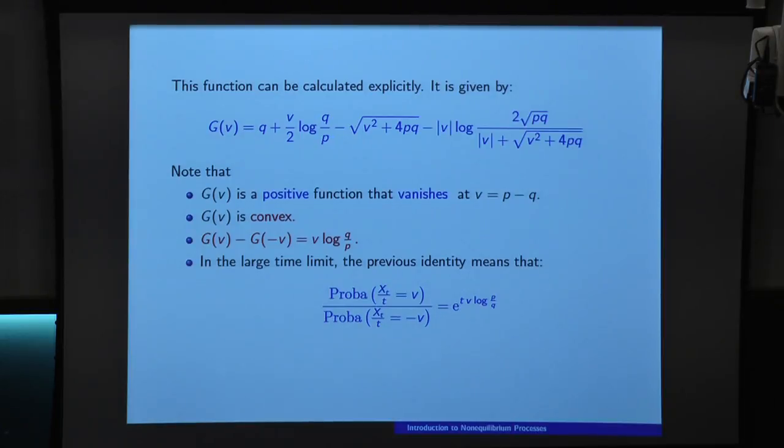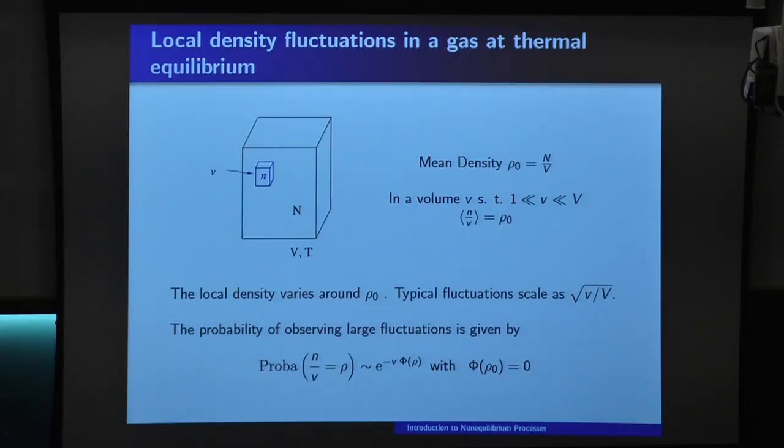So you can see this ratio again as an analogue of the ratio between a trajectory and the time reversed trajectory that we talked about just before. So this is again another occurrence of the Gallavotti-Cohen theorem in this very simple context. I would like to prove it, but I'm running out of time. Maybe tomorrow then. Okay, so let's talk about fluctuations.